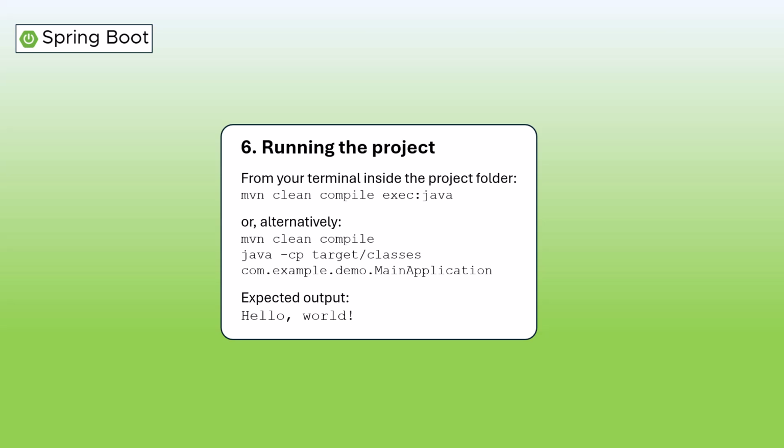Running the project. To run the application, you simply use a Maven command that compiles and executes the program. Once you do that, the console will show one line of text, "Hello, world." That's the entire behavior of the application. It may look extremely simple, but it's the foundation for understanding what happens under the hood when we later move into Spring Boot. This step allows you to see clearly where the main method lives, how the code executes, and what happens before Spring Boot automates all of it.